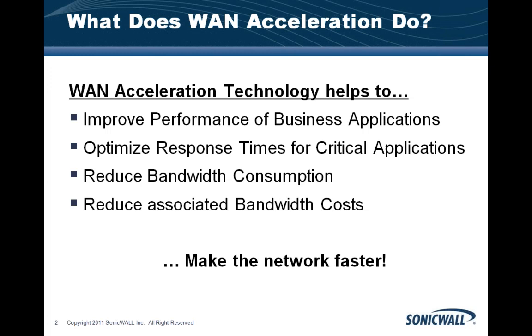The other great thing about utilizing WAN acceleration is the ability for the technology to reduce bandwidth consumption. So a lot of companies have limited bandwidth outgoing either to the internet, or they may have a dedicated circuit which has a lower bandwidth than their actual internet pipe. And so utilizing WAN acceleration technology can actually reduce that overall burden on that WAN circuit, and also it can reduce the associated bandwidth costs.